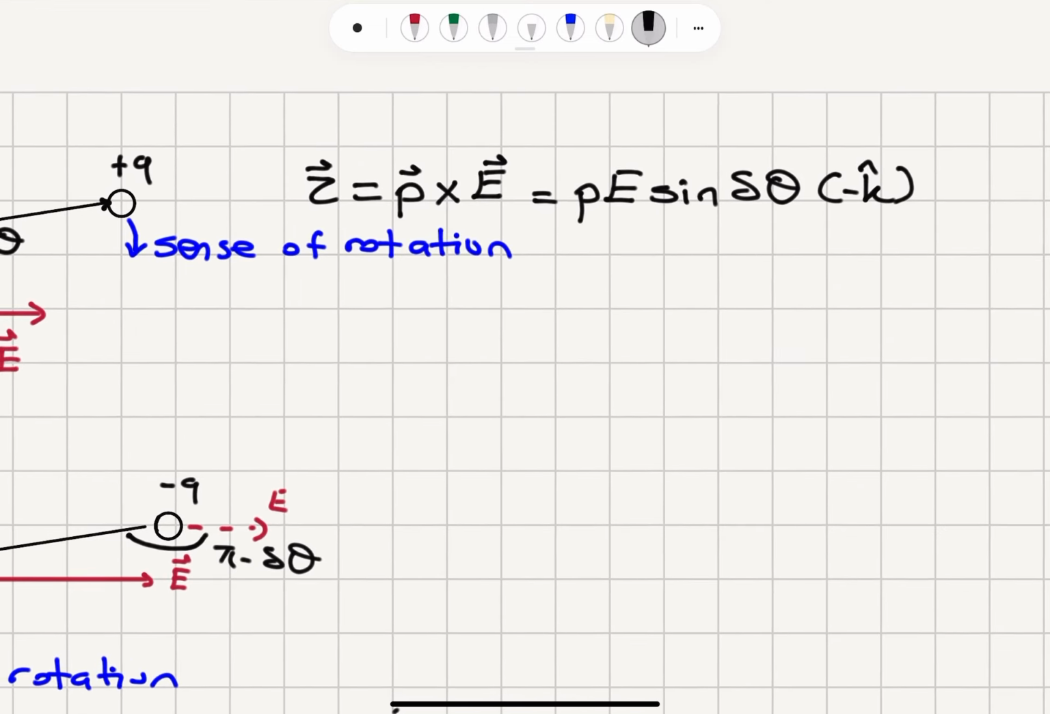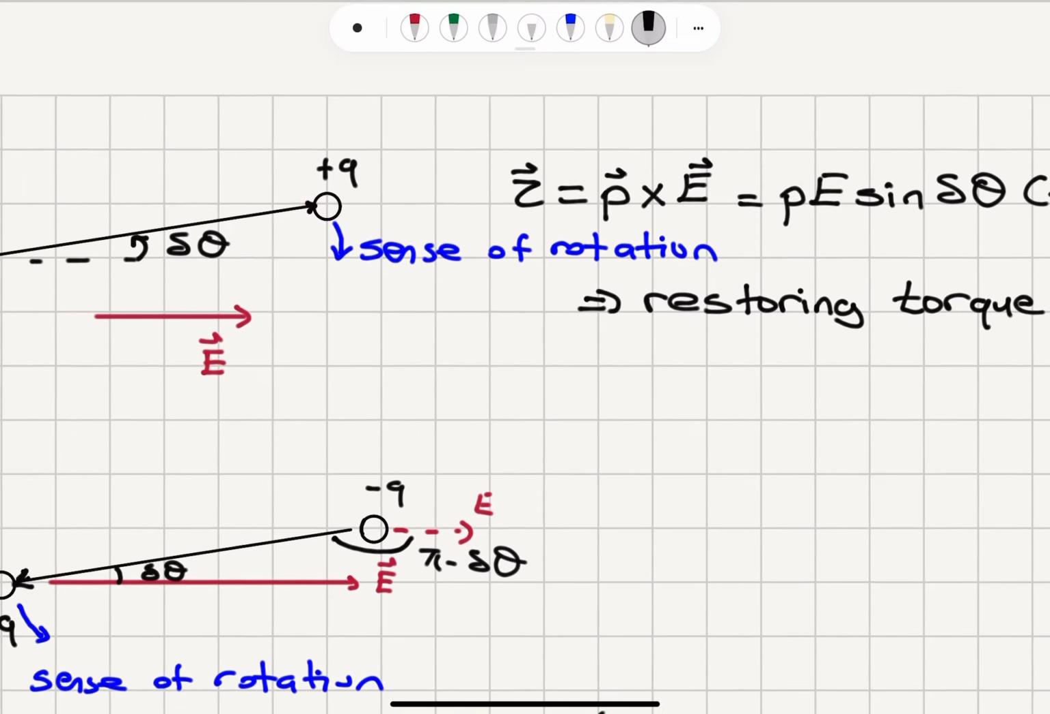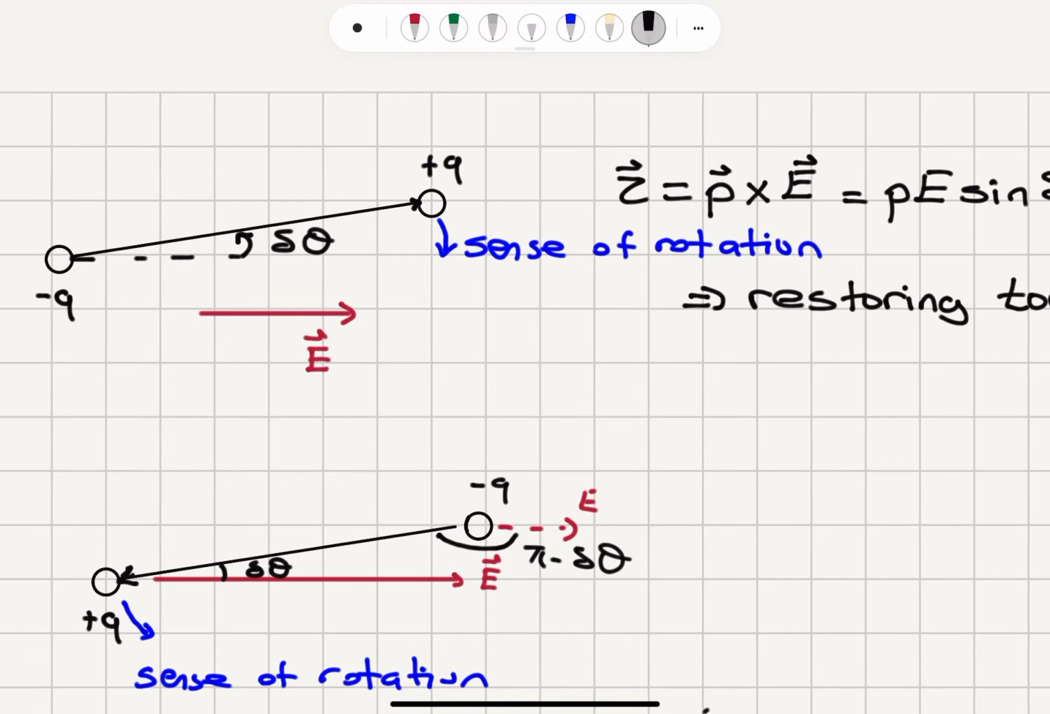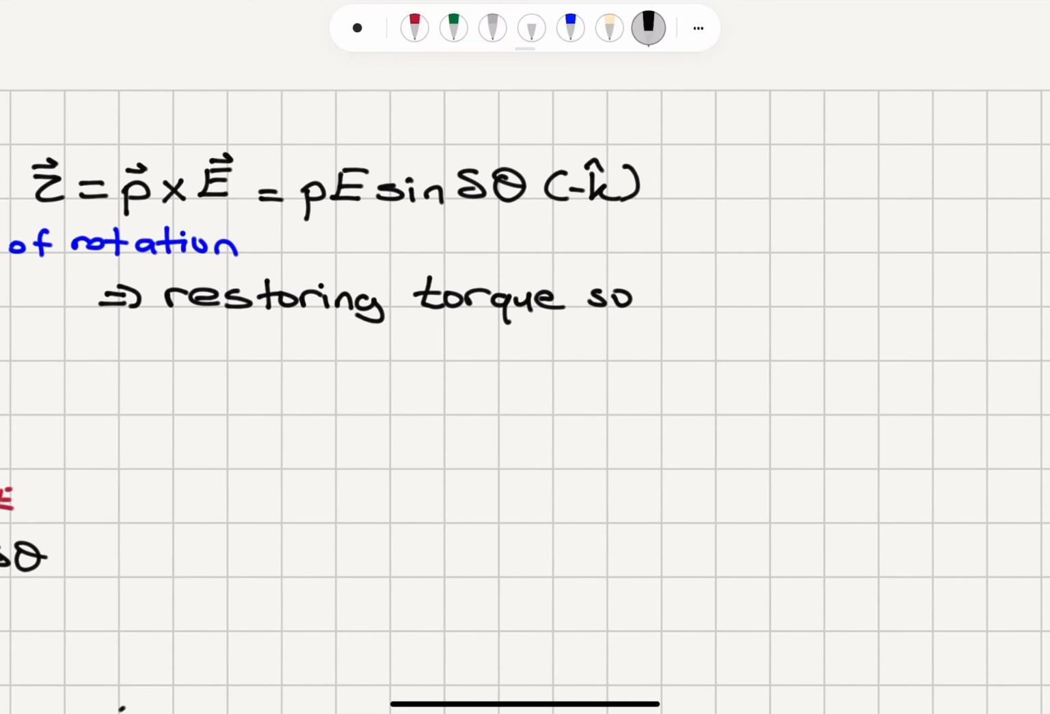So what is this doing? It is a restoring torque. Therefore, when you disturb the system from its equilibrium position, it tries to go back to the equilibrium position. Therefore, this is a stable configuration.